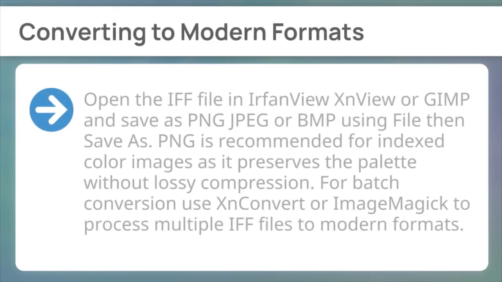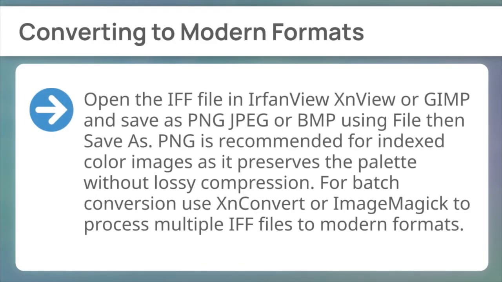Next, converting to modern formats. Open the IFF file in IrfanView, XnView, or GIMP and save as PNG, JPEG, or BMP using File, then Save As. PNG is recommended for index color images as it preserves the palette without lossy compression. For batch conversion, use XnConvert or ImageMagick to process multiple IFF files to modern formats.